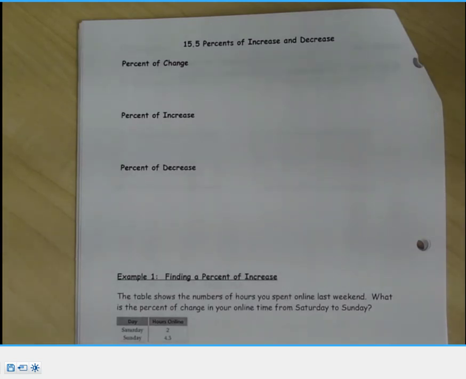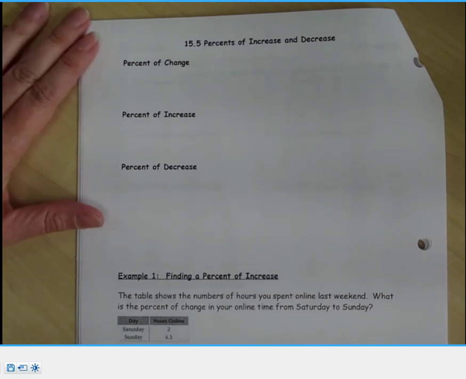In today's activity, we are going to be covering 15.5, percent of increase and decrease. Please make sure you have a copy of your notes and that you are filling these out as we go through. There will be questions embedded throughout this video to show your learning. So let's jump right in.